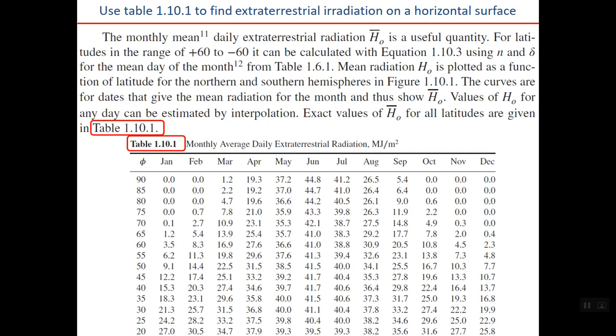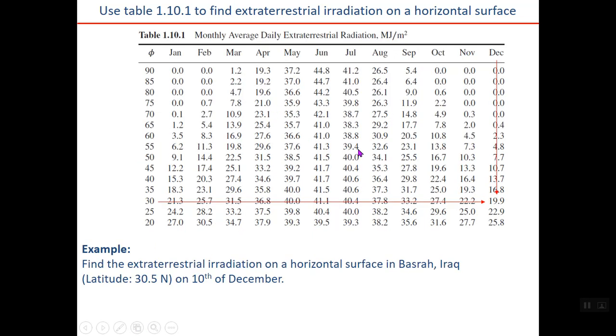The next method, or third, is using table 110.1. There's a table in your textbook. You have here the latitudes and here the months. Then by crossing you can find the value of monthly average daily extraterrestrial radiation. Let's have the same example. Find the extraterrestrial radiation on a horizontal surface in Basra, Iraq at this latitude and this date. Okay, you can find 30 here, December here, so you have the value of 19.9.